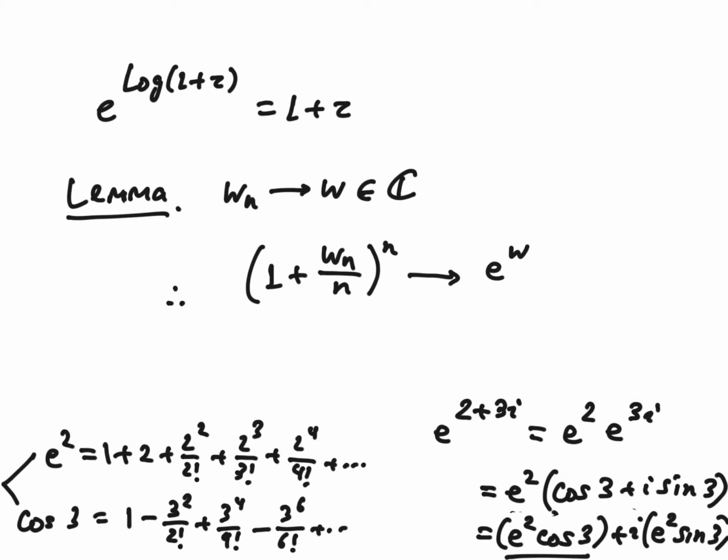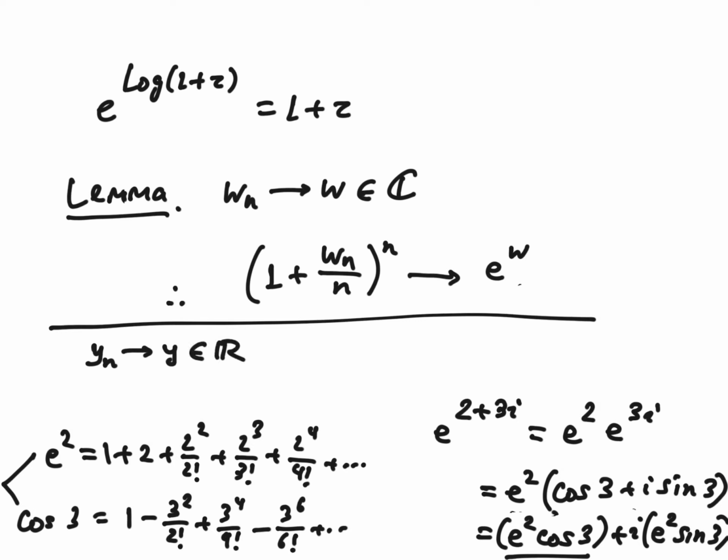Okay, so yeah, we now know how to raise e to any complex number. So e to the w makes perfect sense. And that's going to be the limit of this expression here. Okay, so we proved a lemma very similar to this in class already. It just went like this. If I had some sequence y_n converging to y in the reals, then 1 plus y_n over n to the power n converges to e to the y. That's the real version of it. And the proof is literally identical, because the proof just involved estimating the absolute value of a difference using the triangle inequality.